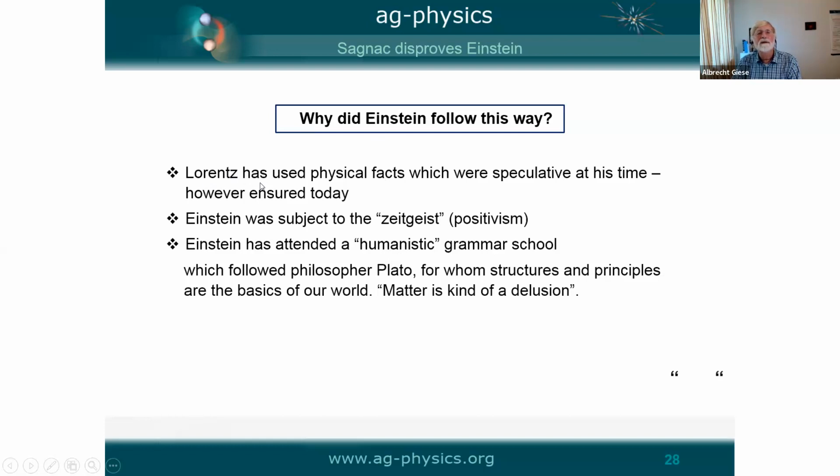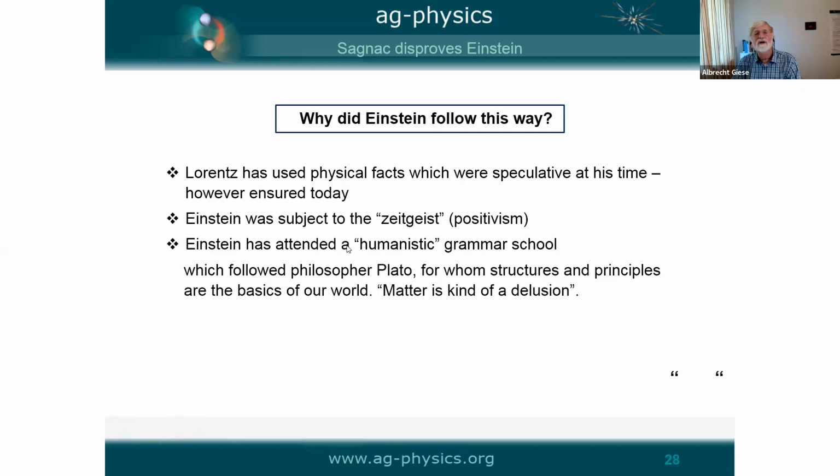So, a bit of history now, more philosophically: why did Einstein follow this way? Lorentz, when he made the beginnings of relativity, used physical facts which were speculative at his time, however sure today, like the internal rotation with the speed of light. Einstein was subject to the zeitgeist, mainly positivism, which is a special understanding of what reality is, which was also taken in the same way by Heisenberg.